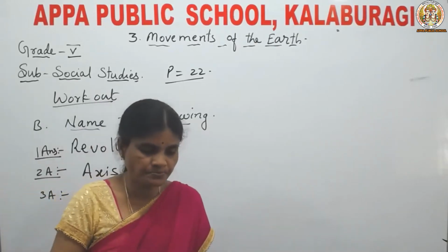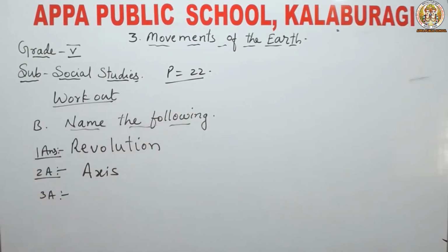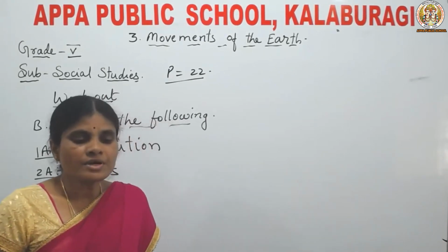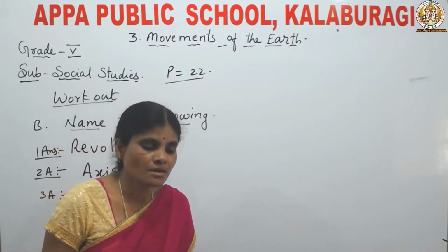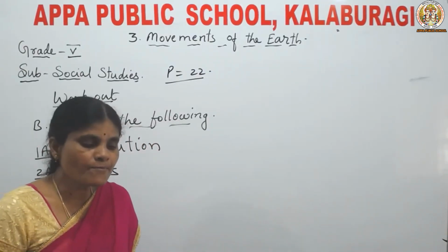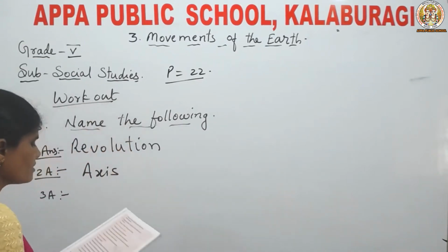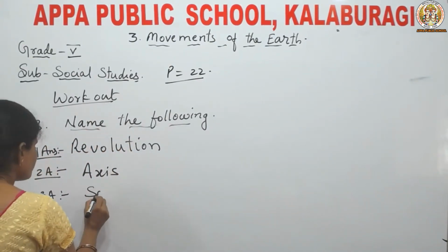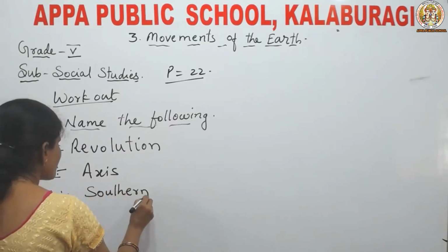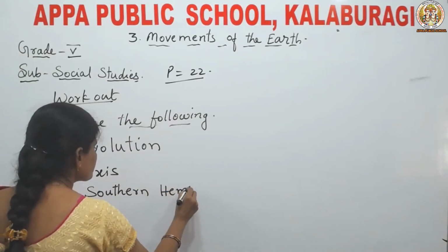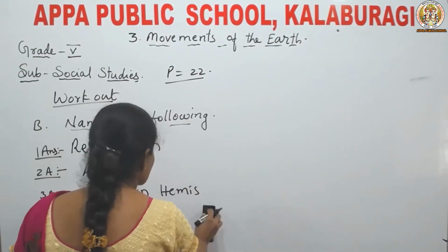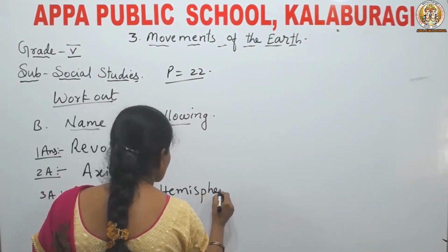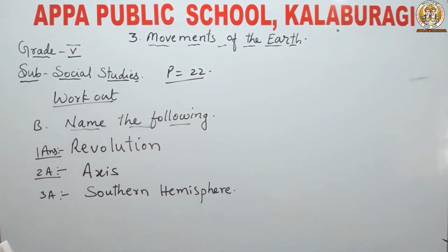Now, third answer. Here, page number 23. Third one, the part of the Earth that has summer during winter solstice. Southern hemisphere.